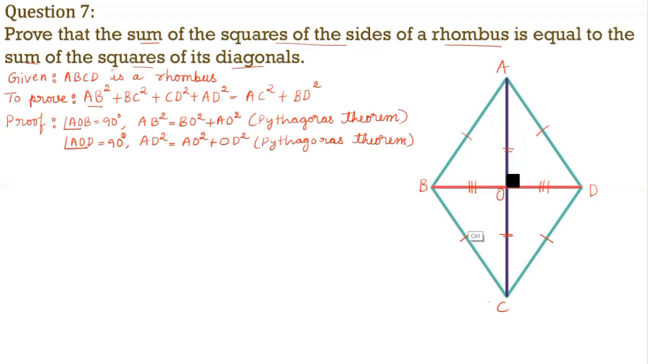In the same way, in triangle DOC, we can write DC square is equal to CO square plus OD square. In triangle DOC, angle COD is equal to 90 degree. So CD square is equal to CO square plus OD square according to Pythagoras theorem.